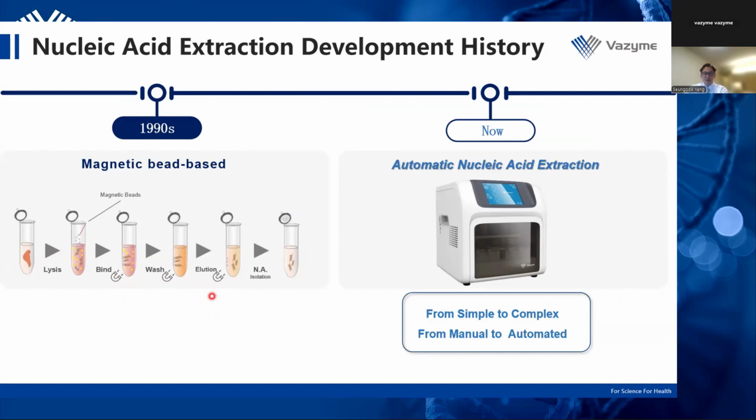And so now we've moved to the latest stage, fully automated nucleic acid extractions. With automation, everything from sample processing to nucleic acid isolation can be done in one machine, which saves time and reduces manual work.